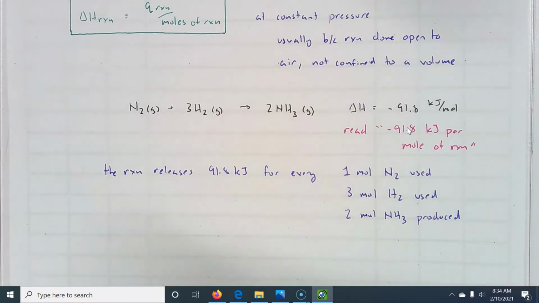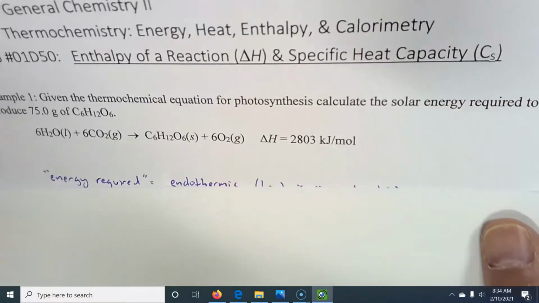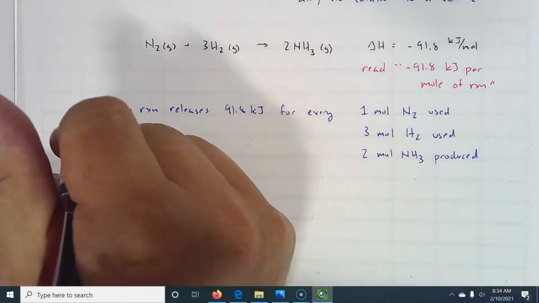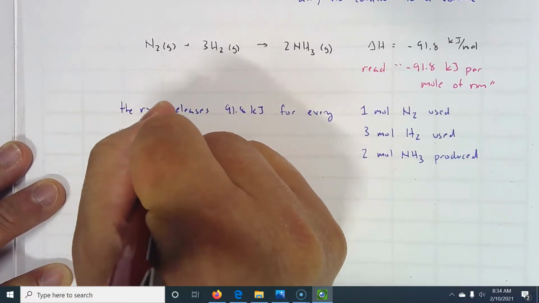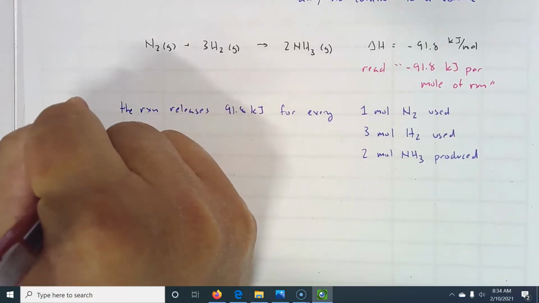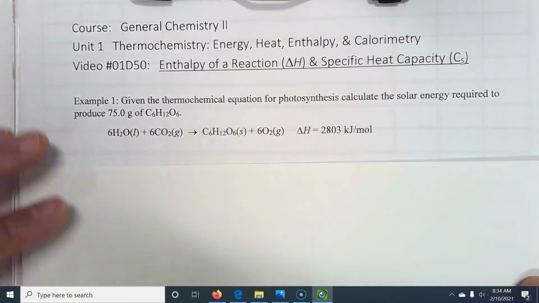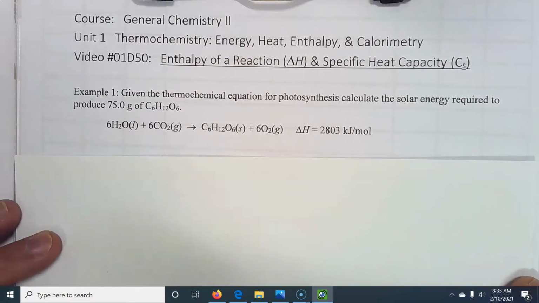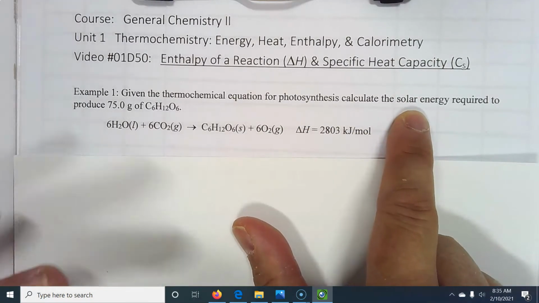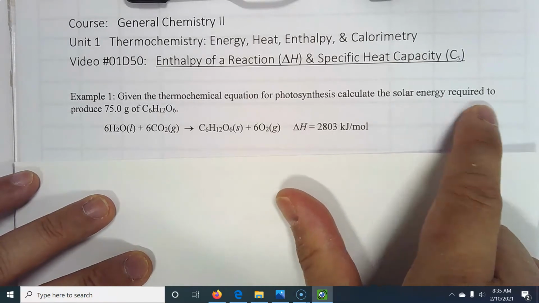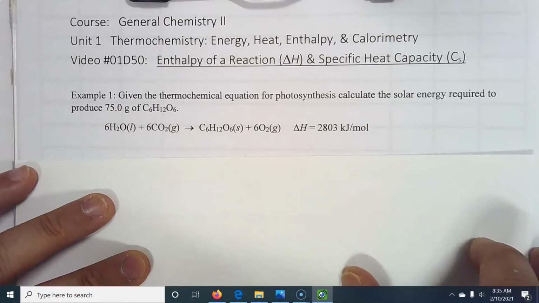Let us do a couple of problems. The first problem looks like we are figuring out the amount of energy required for a reaction. Let me write here that we're going to look at 2 problems. If you want to copy this, this is example number 1. You could pause the video, obviously, and see if you can answer how much solar energy, or you could just think of it as how much heat, because heat is going to be equal to enthalpy. How much heat is required to produce 75.0 grams of glucose? So glucose is the solid here.